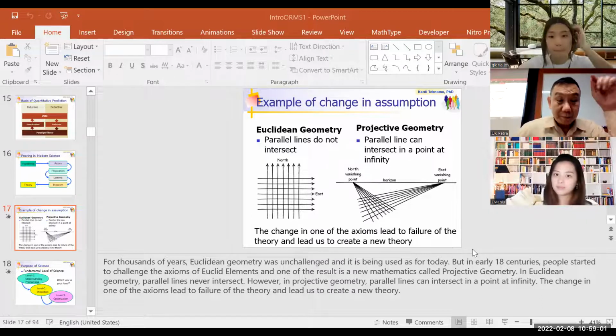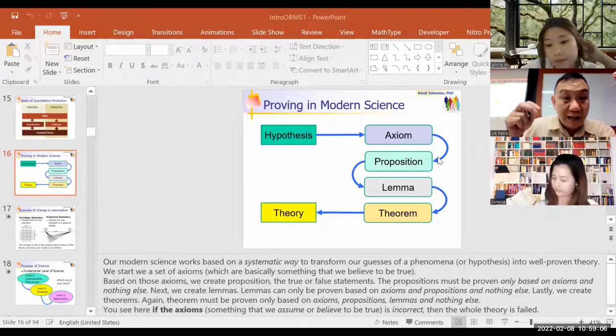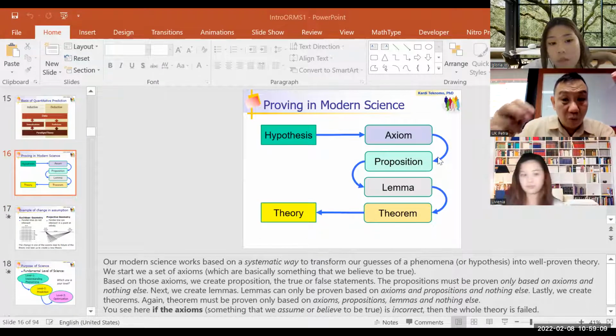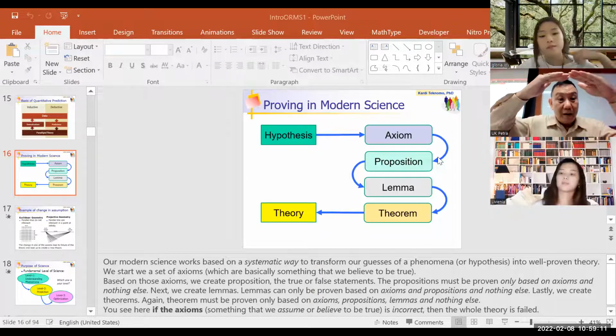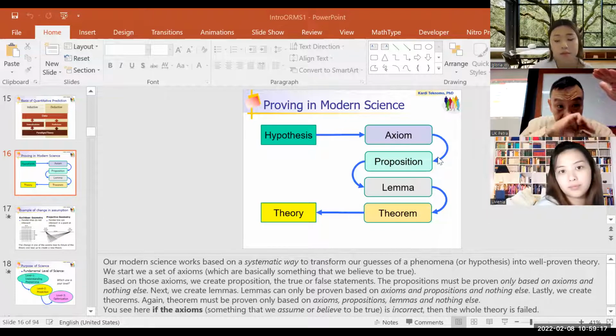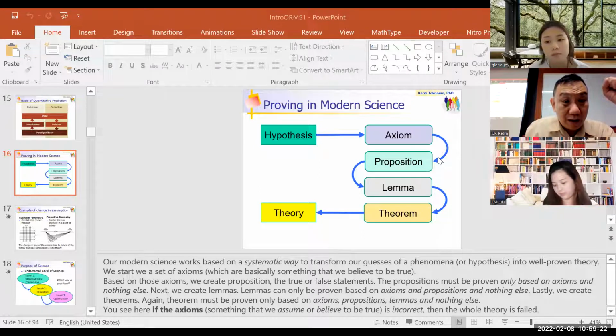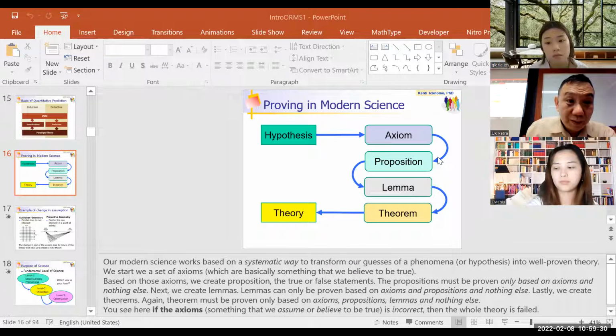So remember, modern science is based on proving. That proof is built up based on axioms, propositions, lemmas, and theorems. So the weakest point of this is actually the axioms. Why? Because an axiom is an assumption, something that you assume to be true. An axiom is basically the religion of science. It is a belief, something that you believe to be true.